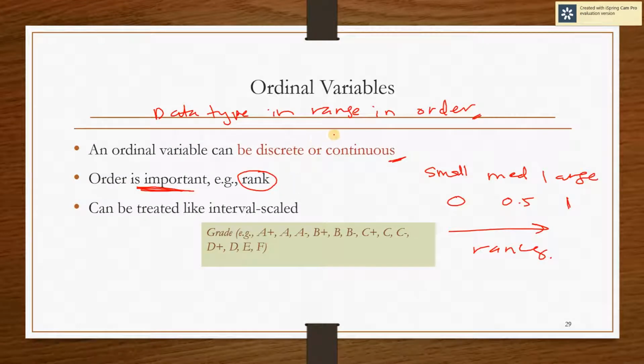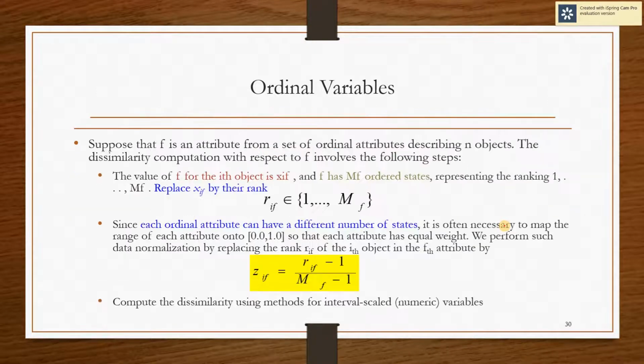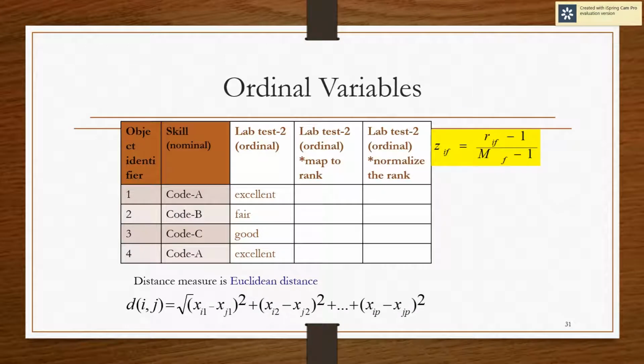If you have ordinal variables, you know that an ordinal variable is a data type in order. So the ordinal variable can be discrete or continuous. The order is very important in terms of rank. For example, if you have small, medium, large, you can map the ordinal variable into ranking 0, 0.5, up till 1. Usually we normalize the ordinal variable. So you may refer to the additional material on how to calculate the ordinal variable.